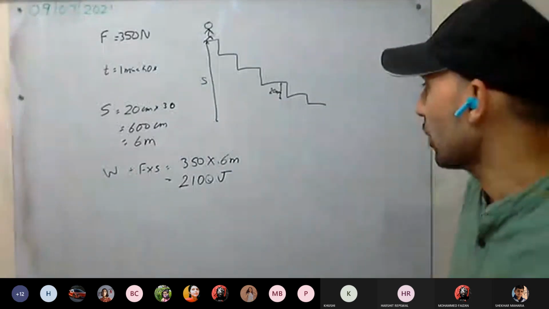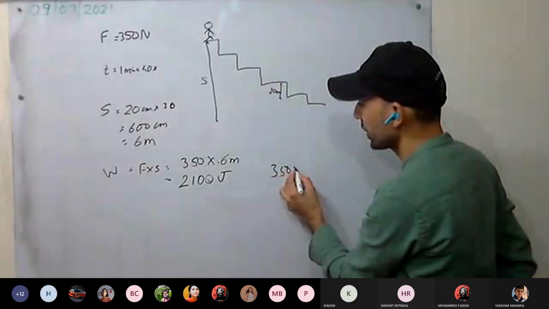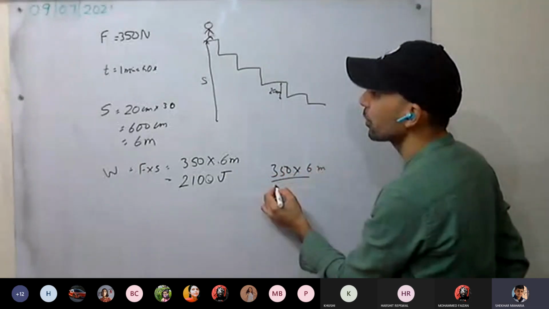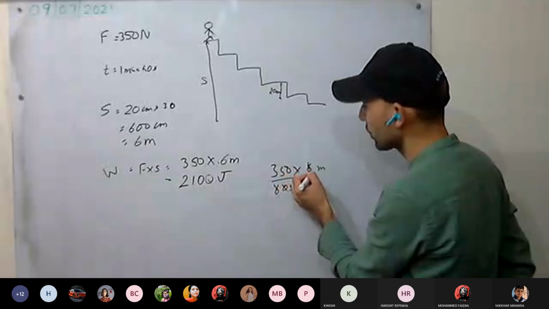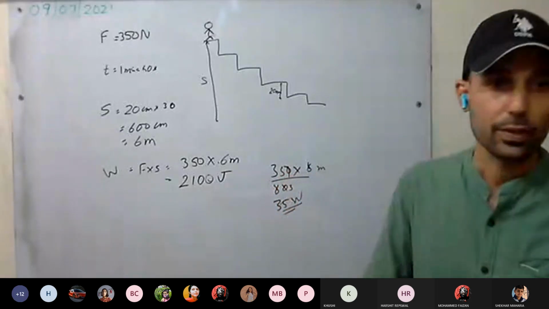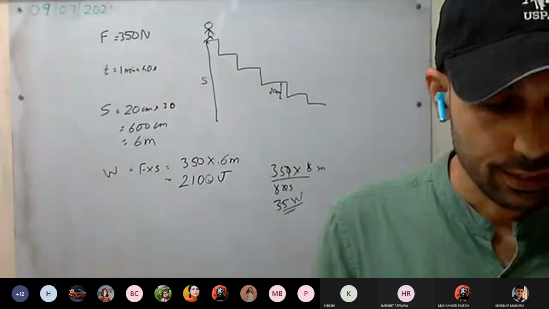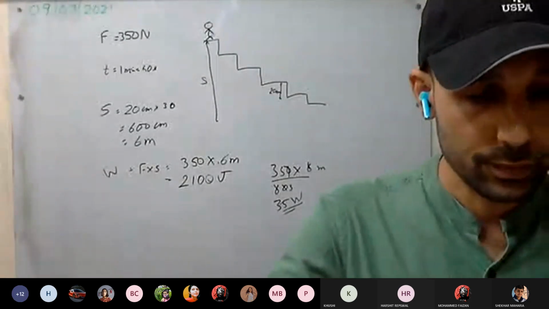Okay, and the power spent is how much? Power spent 350 into 6 meter, time taken by 60 seconds. So 0 will cancel, 6 will cancel, 0 will cancel. 35 watt. Okay, 35 watt. Clear to all?